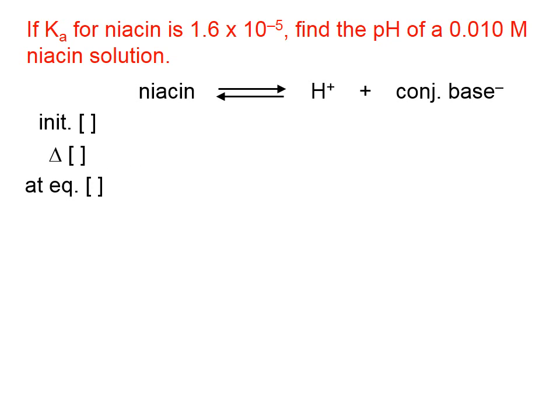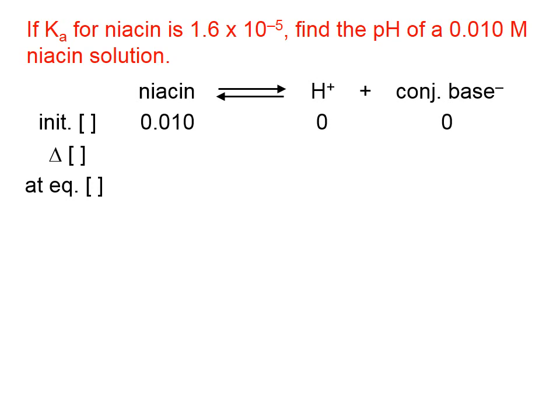We're going to write this ionization equation. We don't actually have to know the formula for niacin in order to write it. Because we have a Ka value for niacin, we know that it is acting like a weak acid, so there will be H plus on the product side and one other thing, and that one other thing will have a 1 minus charge. So we don't actually have to know the formulas of these different things in order to successfully complete this problem. The initial concentration of niacin is of course 0.01 molar.